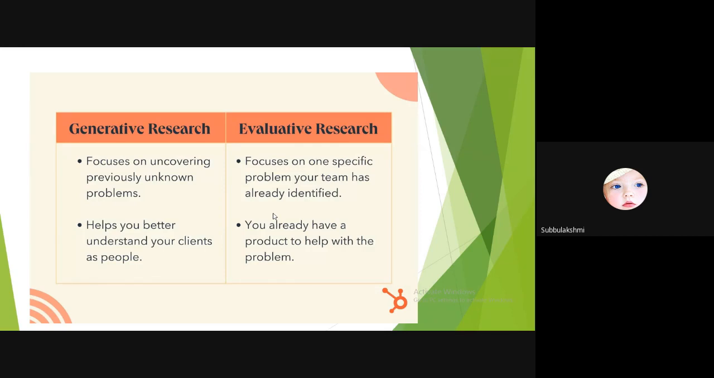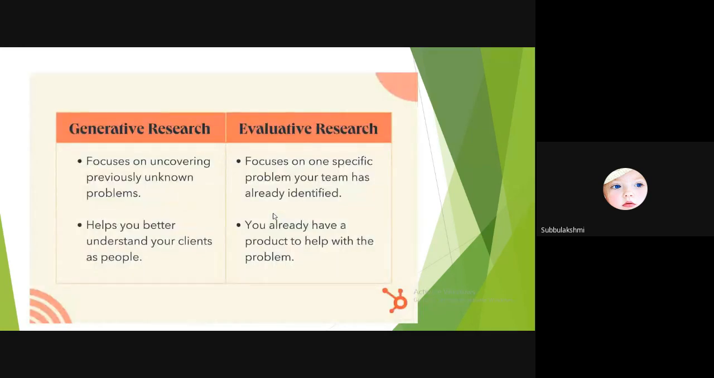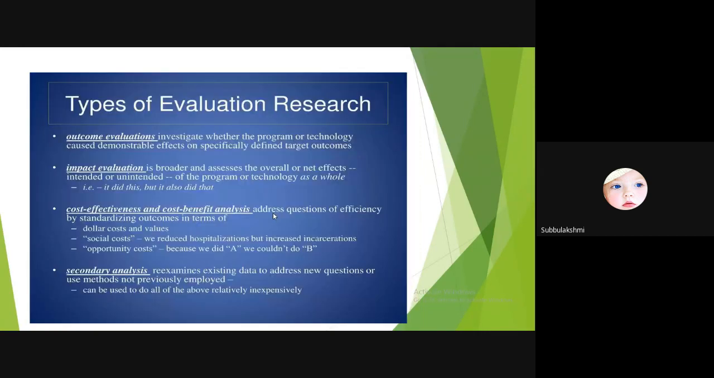Next is evaluative research. So evaluative: outcome evaluation, impact evaluation. Next is cost effective, cost benefit, secondary analysis. So these are all the B terms that you call. B terms is business related terminology. So this evaluation research is exclusively for business research.